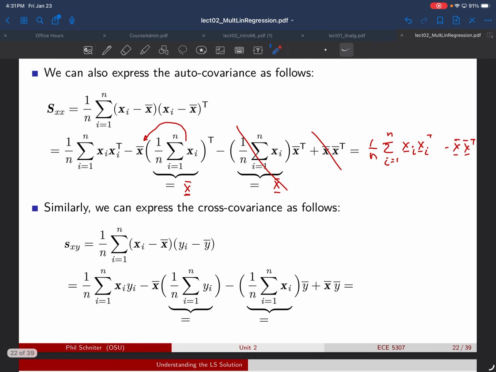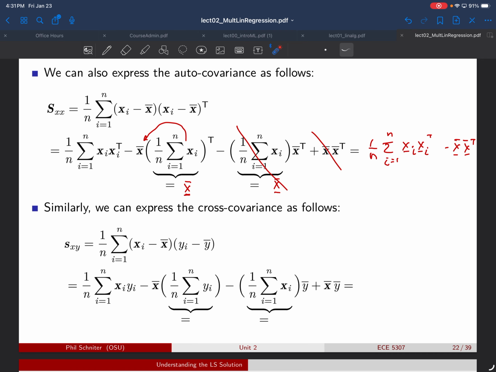Okay. So this thing often shows up in derivations, and it's good to recognize once you see that, oh, that's just the autocovariance. It's a lot of work to go back from here to this to try to realize that it's autocovariance. Okay. Any questions on what we've done here?